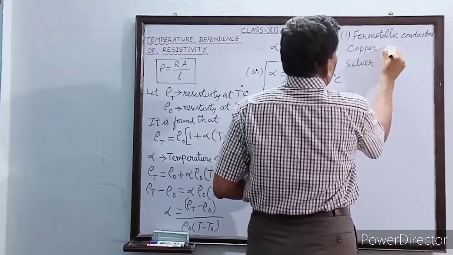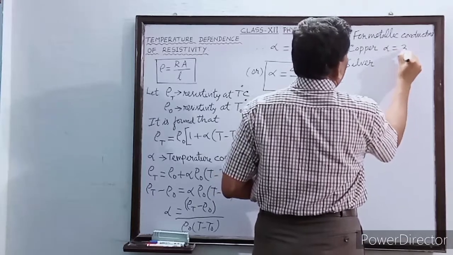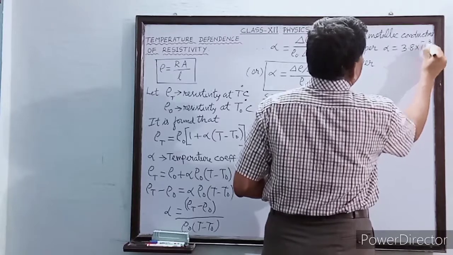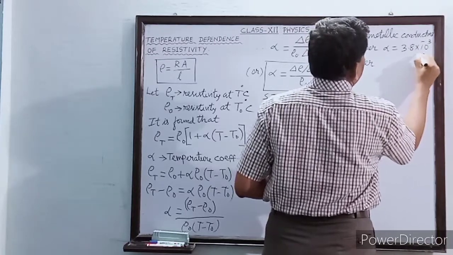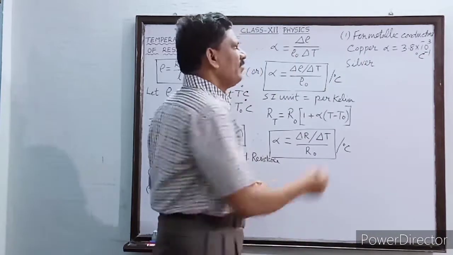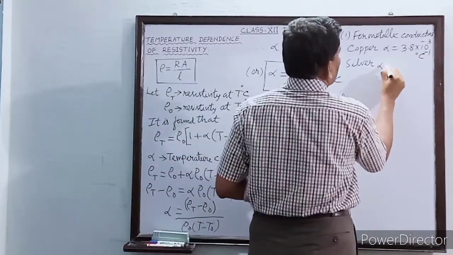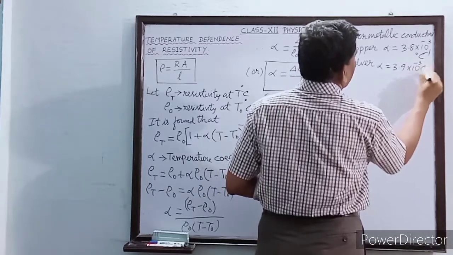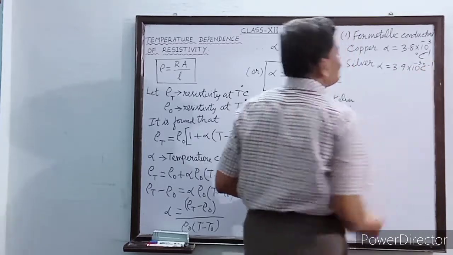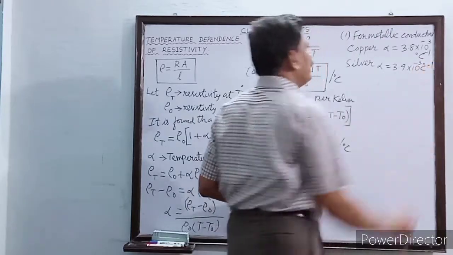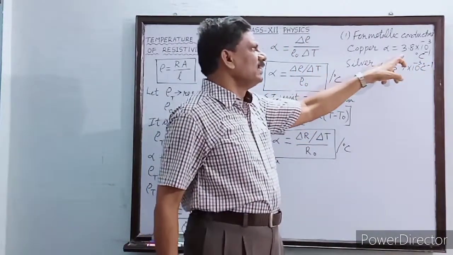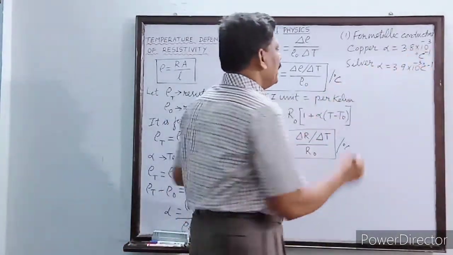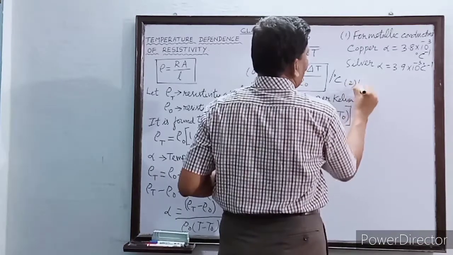For copper, alpha is found to be equal to 3.8 into 10 power minus 3 per degree Celsius, so degree Celsius power minus 1. And for silver, alpha is found to be equal to 3.9 into 10 to the power of minus 3 per degree Celsius. So this is already a very low value, this is into 10 to the power of minus 3. And the second one is for alloys.